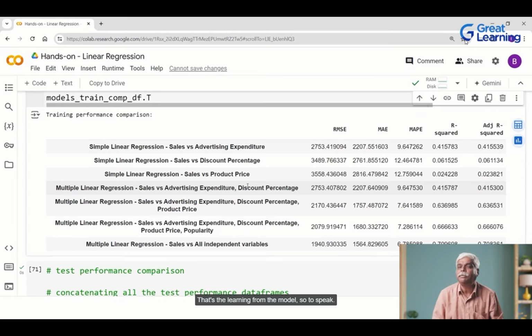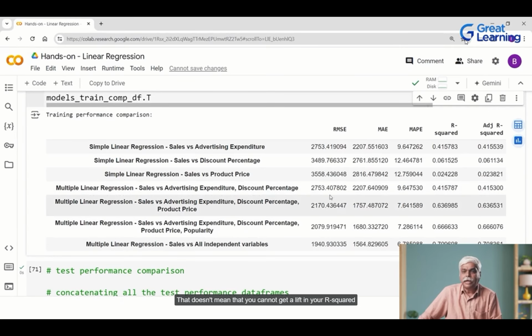That's the learning from the model, so to speak. That's the learning that has come from the data. That doesn't mean that you cannot get a lift in your R square and a corresponding drop in your MAPE by adding other variables as well. So for example, with price, I know that my R square has now gone up to 0.637.